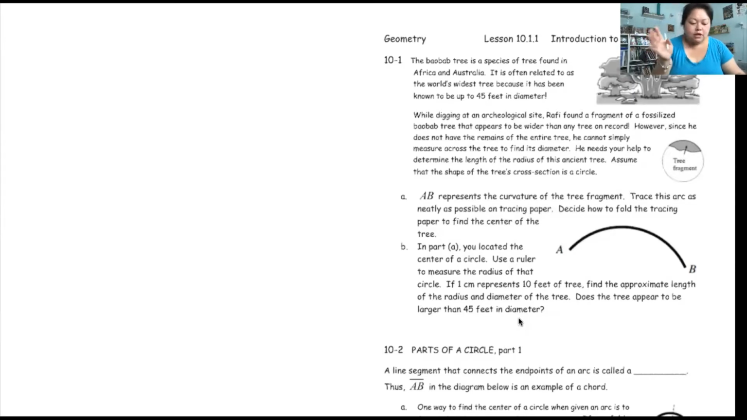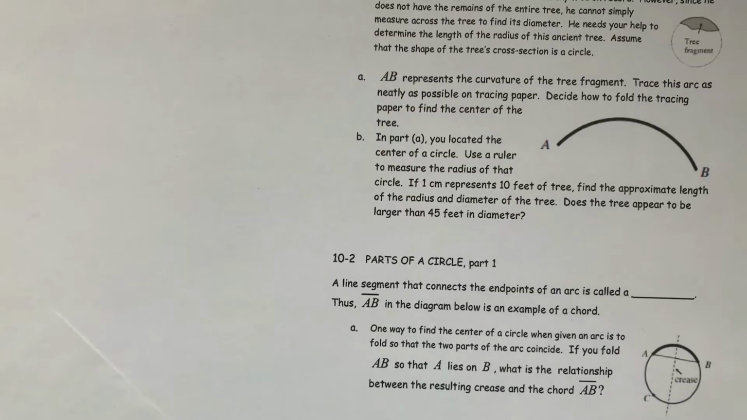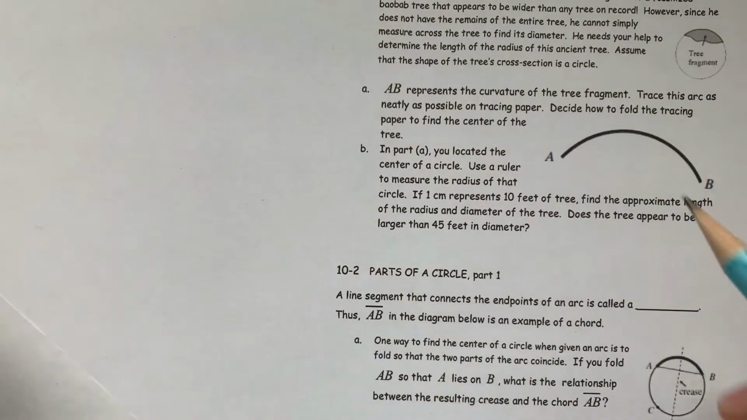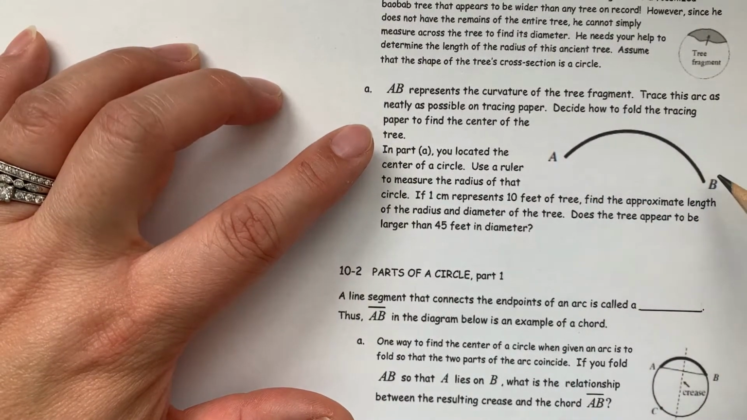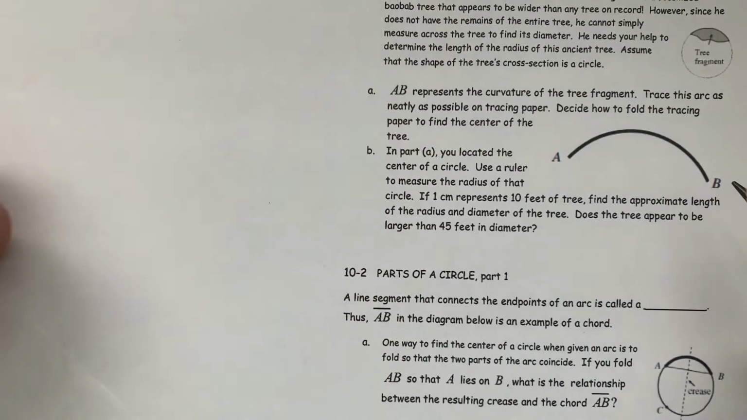Okay, so we're gonna take a minute here to read the problem, the backstory of this baobab tree that is found in Africa, Australia. In part A, this arc AB represents the curvature of the tree fragment. Trace this arc as neatly as possible on tracing paper. Decide how to fold the tracing paper to find the center of the tree.